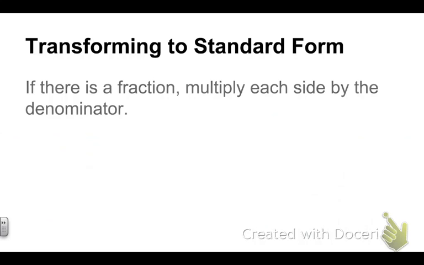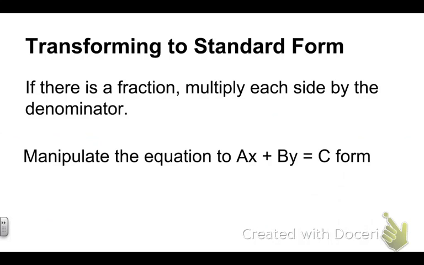Now, sometimes we might want to switch it or transform it to standard form. If there's a fraction, multiply each side by that denominator. That's going to get rid of the fraction. We'll look at this tomorrow. But multiply each side by the denominator, and then just manipulate the equation until you have ax plus by equals c form. Again, we will look at some of those tomorrow.